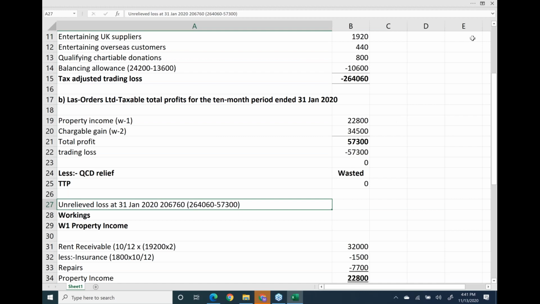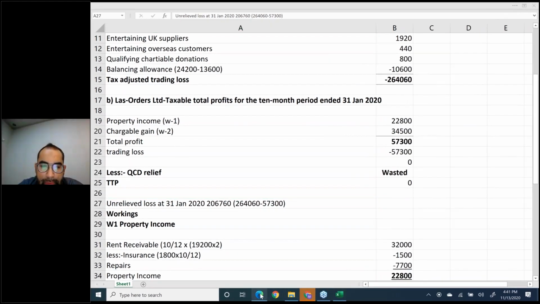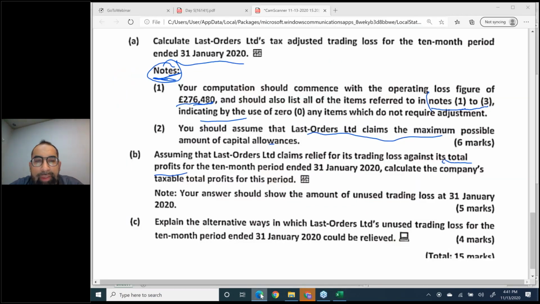Now the last requirement, the C requirement. Explain the alternative ways in which Last Orders Limited's unused trading loss for the 10 months period ended 31st January 2020 could be relieved. I just told you. What are the other options? Let's write the other options on WhatsApp. Tell me through WhatsApp. What are the other options you have for this unused trading loss? Come on, please participate.